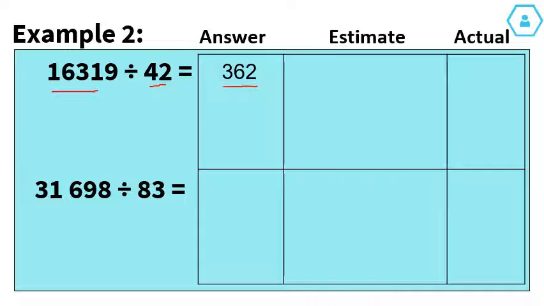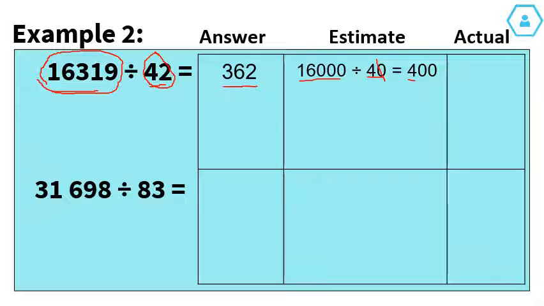Now to do my estimate, I'm actually going to round both of these numbers, so the dividend and the divisor. So I'm going to round 16,319 to 16,000 and 42 down to 40. Now that's nice, and these are great numbers to work with, because I know that 16 divided by 4 is 4. And then all I need to do is take off a 0, and add these two other zeros here, and I have 400.